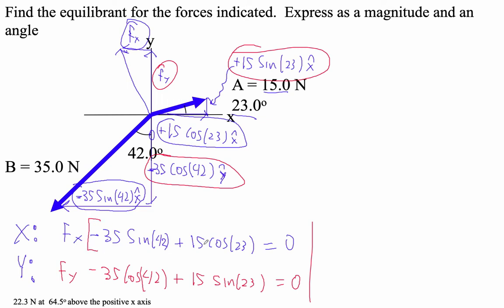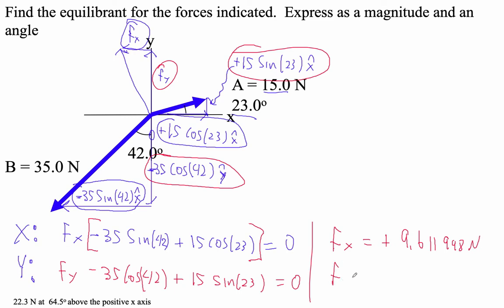Basically, all I have to do is take whatever's in those brackets. The Fx is the opposite of whatever's in that bracket. So the opposite of parentheses, negative 35 times sine of 42 plus 15 cos 23. Okay, oh, that's interesting. So in the x direction, it's actually positive. I drew it to the left, but it's actually to the right. It's equal to positive 9.611998 or something like that, newtons approximately.